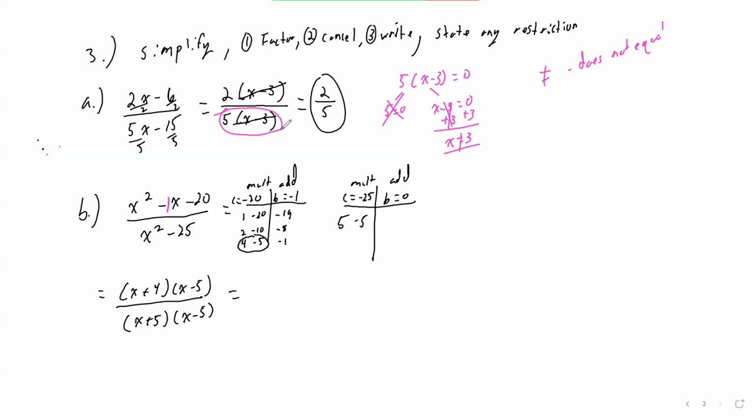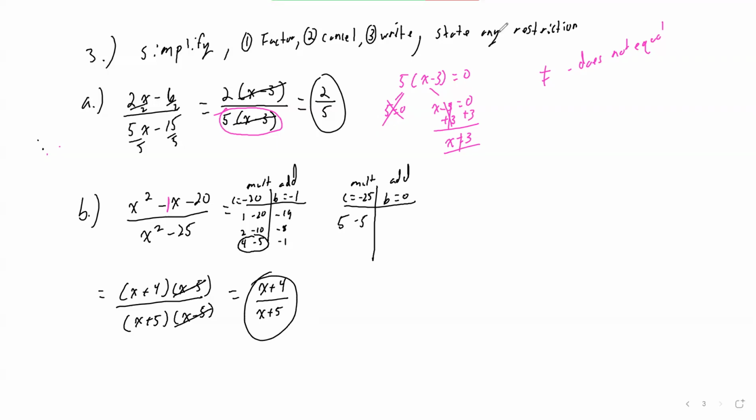Step 2, now I'm going to cancel. So I cancel my x minus 5s. Step 3, I'm going to write what's left. I cannot cancel these x's because they're attached to a plus 5 and a plus 4, so they're not the exact same. So therefore, my answer would be x plus 4 divided by x plus 5.